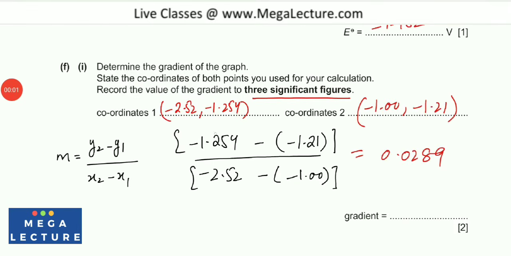Now, here you can see I have the 2 points, and I'm calculating the gradient, which is y2 minus y1 divided by x2 minus x1. And if I solve this, the difference in y-axis, the difference in x-axis, the gradient comes out to be 0.0289, up to three significant figures. They had told us to follow the three significant figure. I've quoted the value. That's the gradient over here.